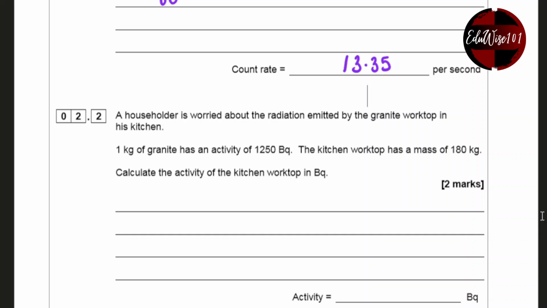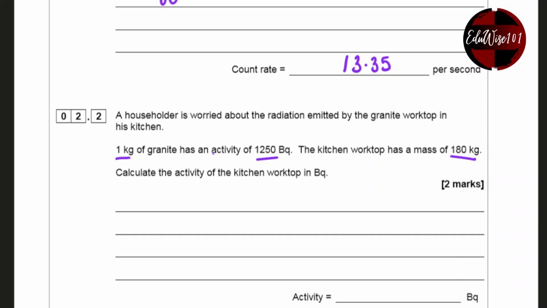Question 2.2. A householder is worried about the radiation emitted by the granite worktop in his kitchen. 1 kilogram of granite has an activity of 1250 becquerels. The kitchen worktop has a mass of 180 kilograms. Calculate the activity of the kitchen worktop in becquerels.